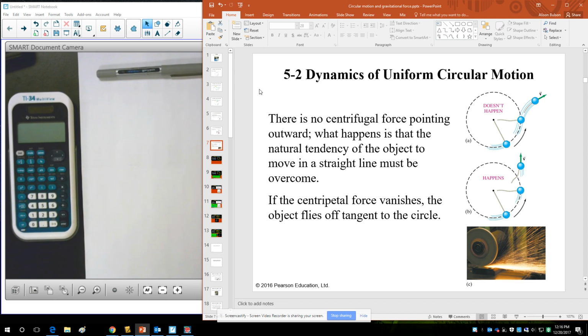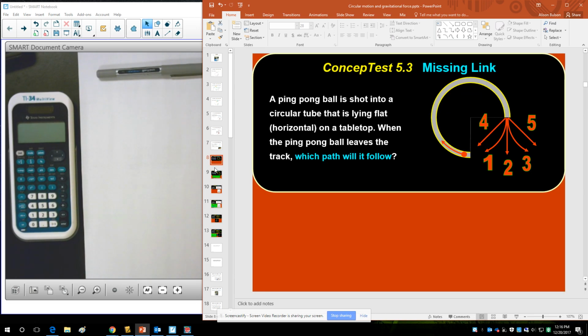Here are some practice questions. So imagine a ping pong ball shot into a circular tube that is laying flat on a tabletop. What direction will the ping pong take? Which path will it follow? So we're thinking about the fact that this tube provides a centripetal force on the ping pong. The outer wall is pushing in on the ping pong.